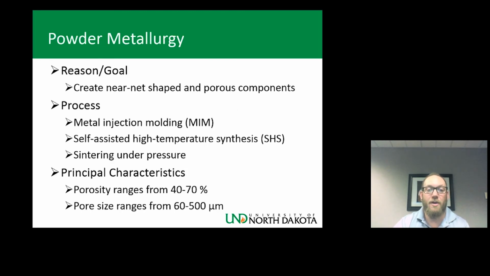Powder metallurgy. The main reason here is to create near net shape components and porous components. The processes looked at for shape memory alloys have been MIM, SHS, and even sintering under pressure. Outside of the typical characteristics that powder metallurgy has, they have found porosity ranges from 40 to 70%, with small pore sizes ranging from 60 to 500 microns.